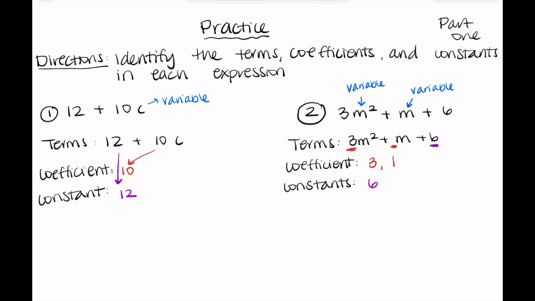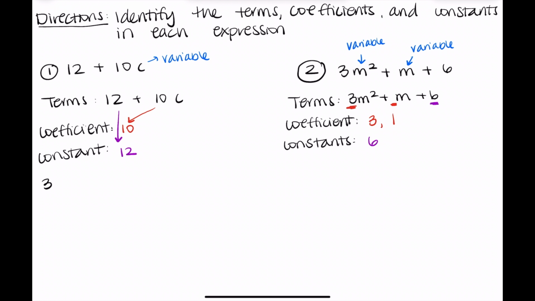So our coefficients are 3 and 1. And then when we look at our terms, the only term left is our constant, and 6 would be our constant. So now that we've wrapped up number 2, let's move on to our third example.